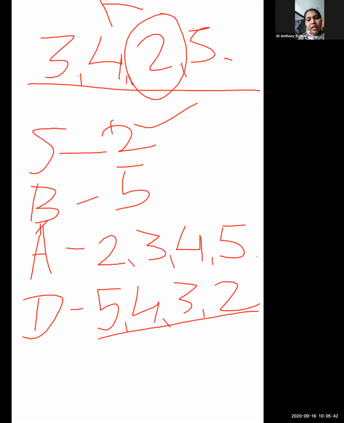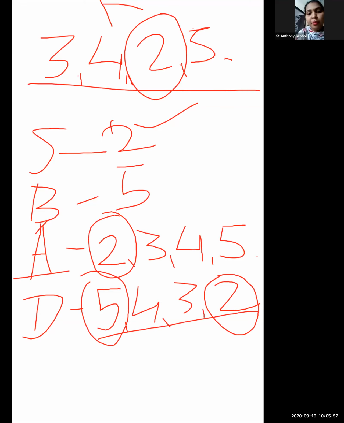Descending order starts from the bigger number to the smaller number, and ascending order is from the smaller number to the bigger number. Okay, it's very easy. One more example we take here.